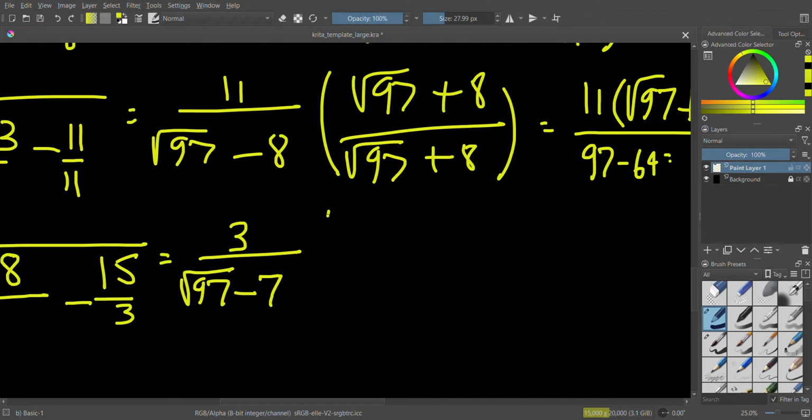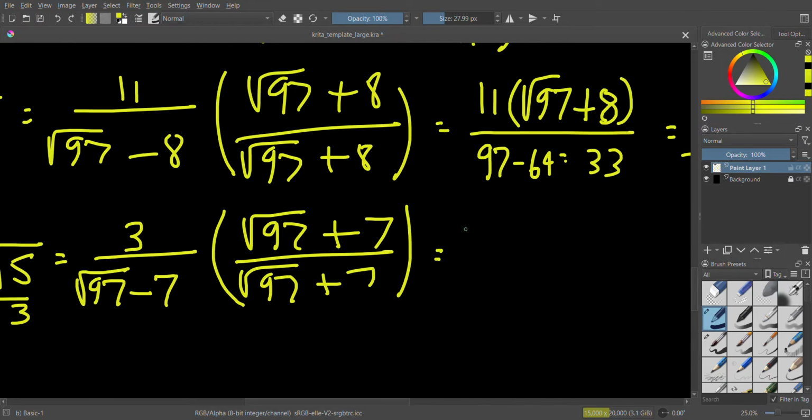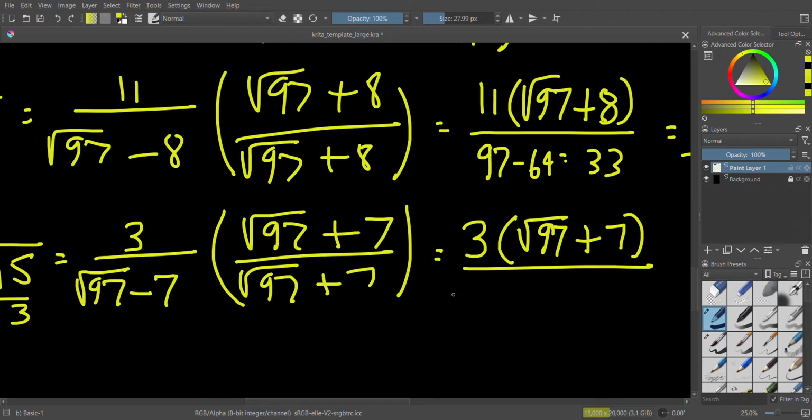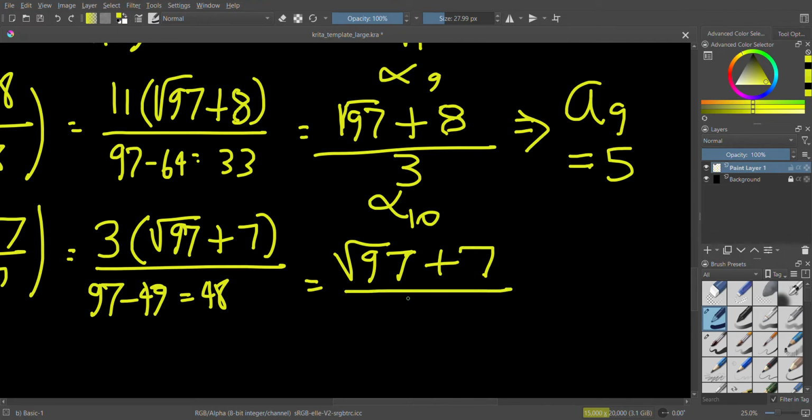And when you conjugate it, square root of 97 plus 7 equals 3 times square root of 97 plus 7 divided by 97 minus 49, which we know is 48. And then we get alpha sub 10 is equal to square root of 97 plus 7 divided by 16. And a10 is equal to, so 9, yeah, 9 plus 7 divided by 16. Floor it, you get 1. Okay, so it's 7 and 16.